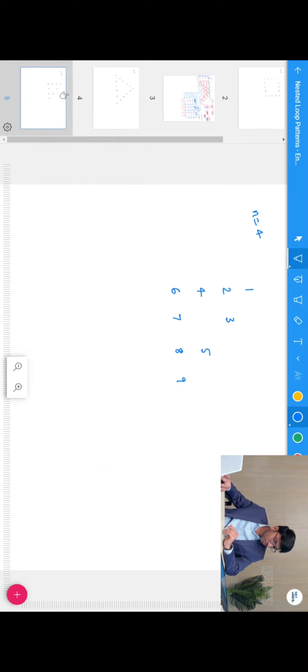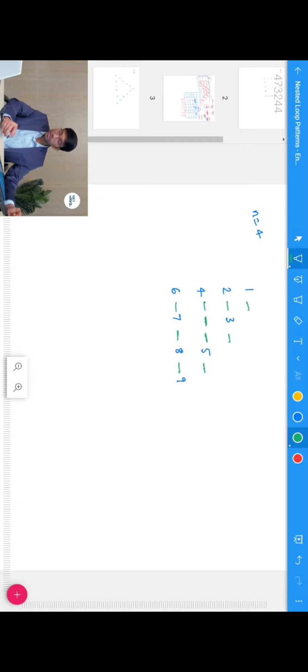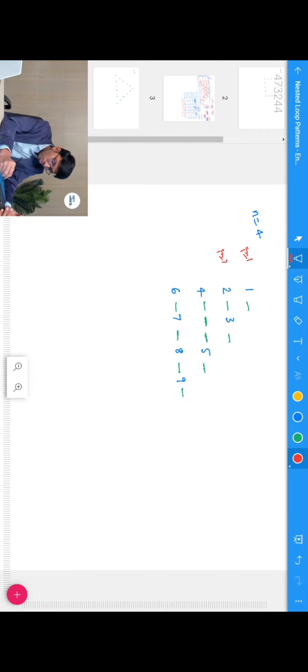So this is the question. Let's apply the same logic. First logic, add spaces, display the spaces. This space is above 7, and these two are in the same line. So we have added these spaces. This is i equal to 1, i equal to 2, i equal to 3, i equal to 4.